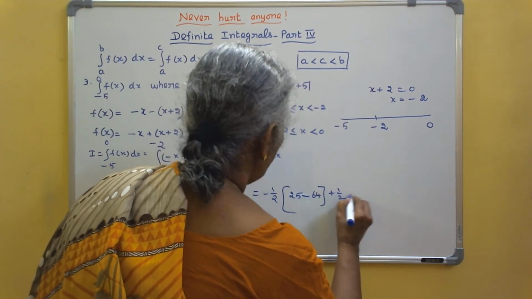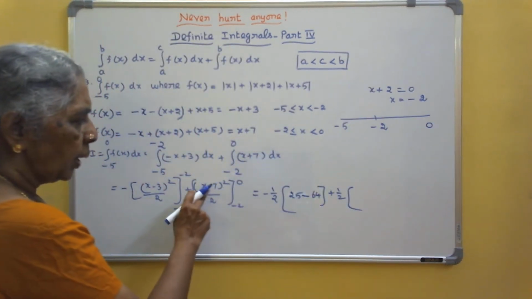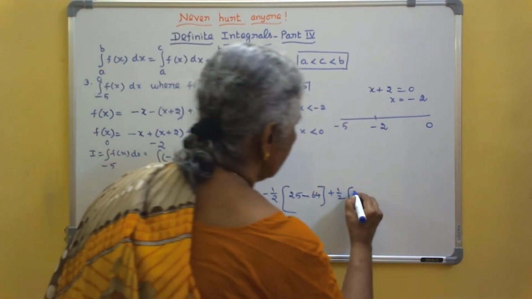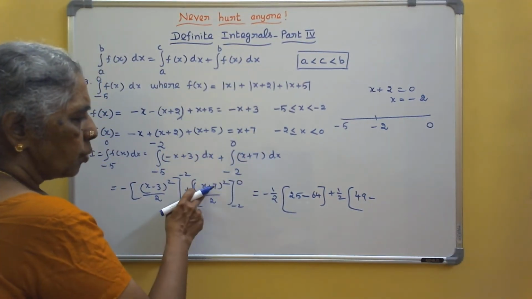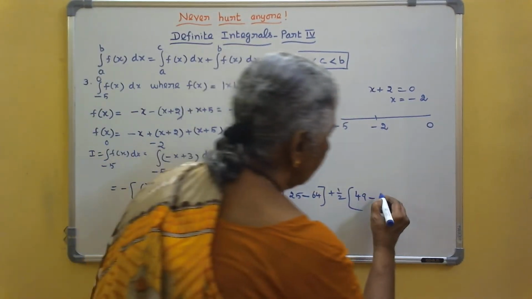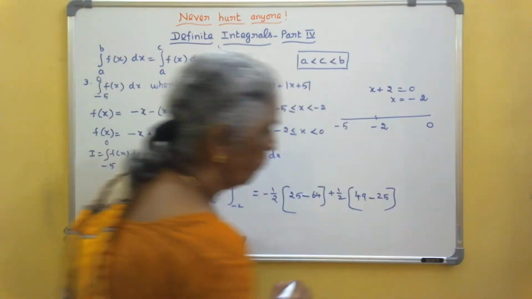Then take 1 by 2 out. Now it is 0, so 7 square. So you will get 49 minus, here it is minus 2, so you will get 5. 5 square, that will be 25.